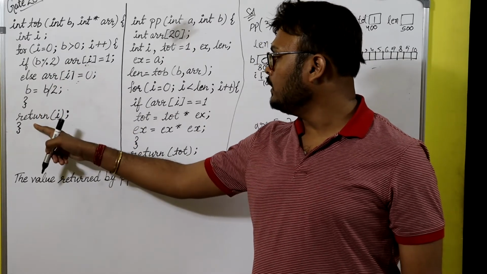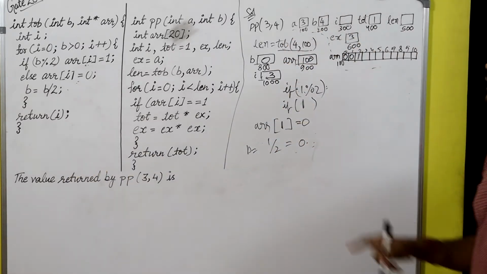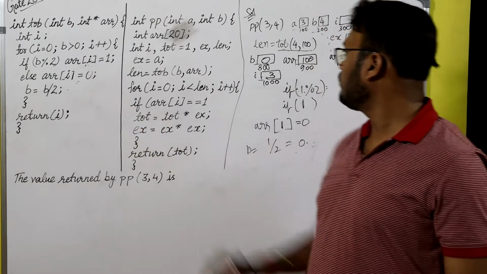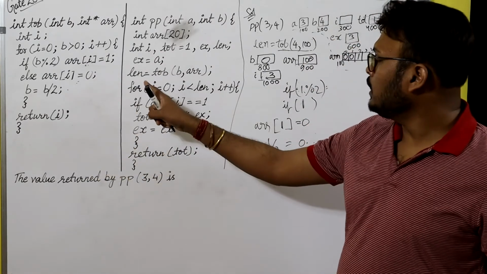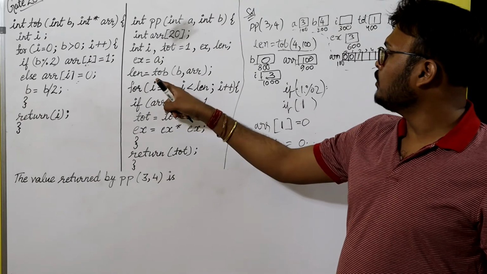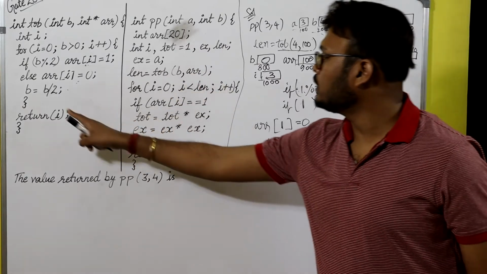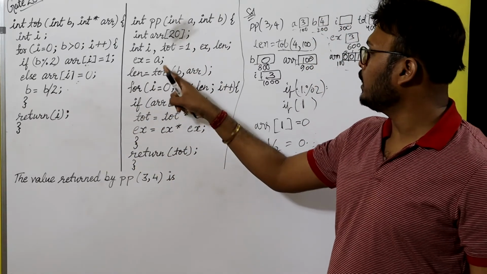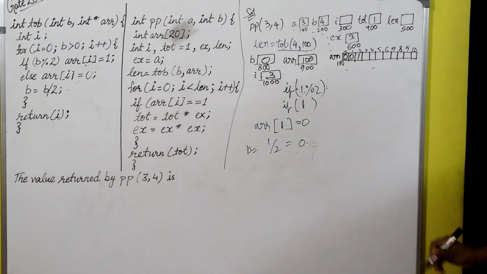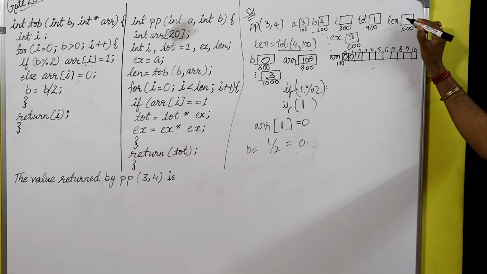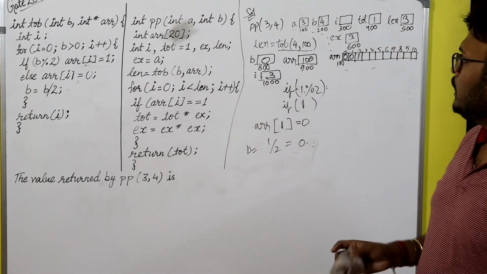Okay, so ultimately the value of I will be returned. What is the present value of I? 3. So 3 will be returned here. You see, alien is equal to TOB. So the TOB function was called here. So 3 will be returned here. It means alien will hold the value 3. So let's write here 3.